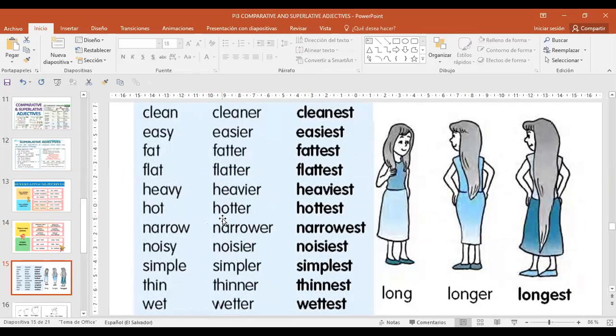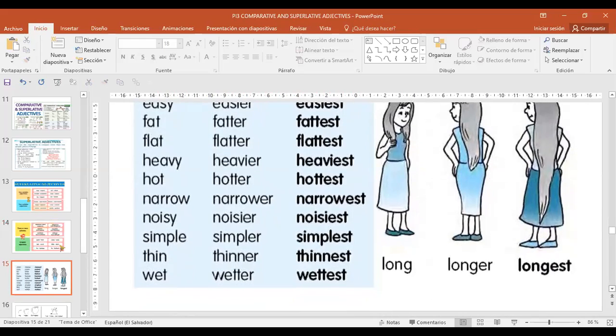Hot, hotter than, the hottest. Narrow, narrower than, the narrowest. Noisy, noisier than, the noisiest. Simple, simpler than, the simplest. Thin, thinner than, the thinnest. Wet, wetter than, the wettest. Long, longer, longest. Okay, that's the drawing for you to identify them.